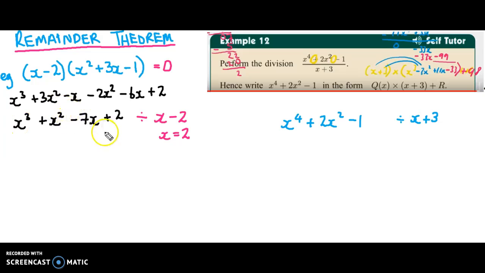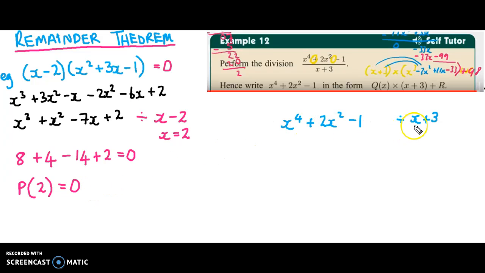Let's test it on here as well. So x is 2, that becomes 8 plus 4 minus 14 plus 2. And if we work that out, we get 0. So actually what we can say is this polynomial, when we sub in 2, so x minus 2 is a factor, then we get 0. So no remainder, it's an exact factor.